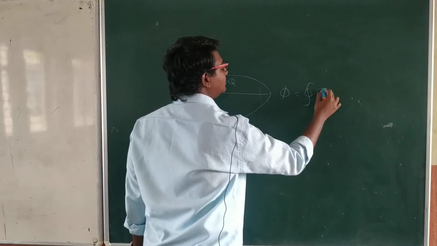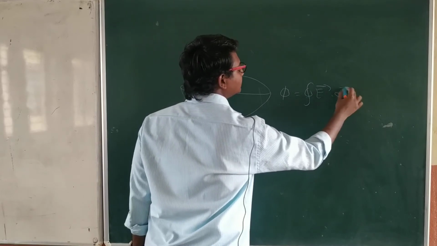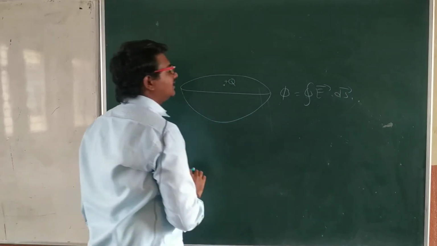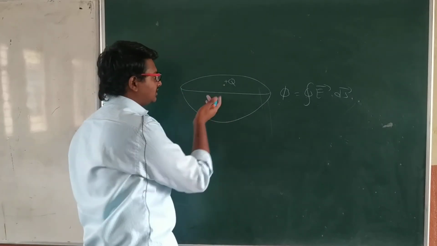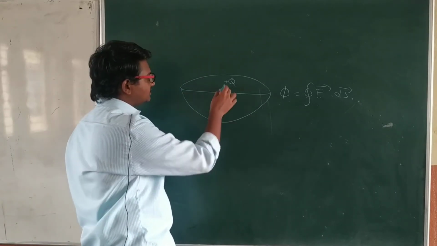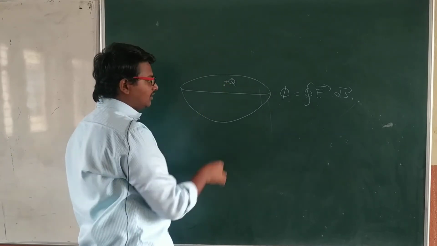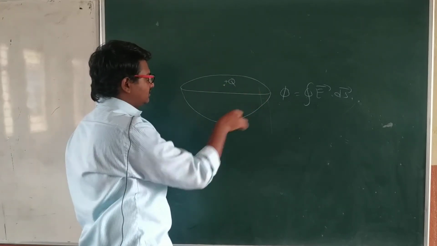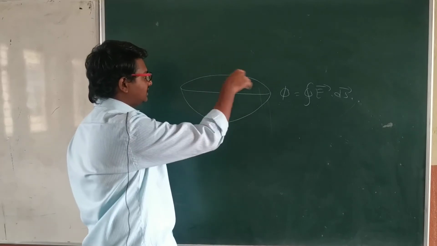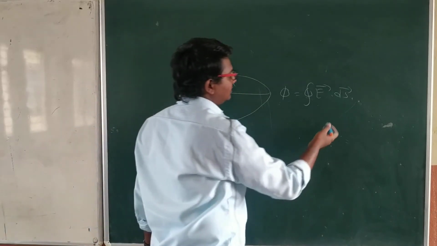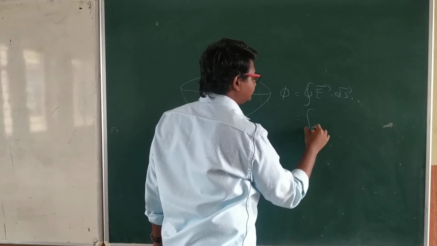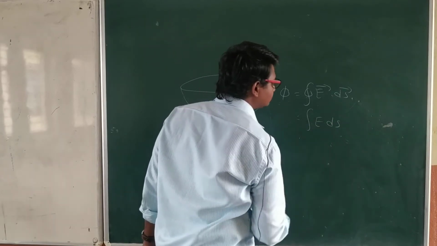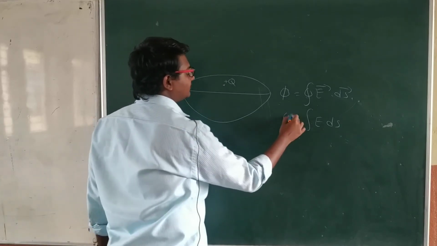Flux is equal to integral E bar dot ds bar, that is E ds cos theta. Here cos theta is 90 degrees. No, not 90 degrees, 0 degrees, because it is going radially outwards from this solid angle. Here, if you consider a solid angle, E ds cos theta will come. That is simply integral E ds. Phi is equal to integral E ds.